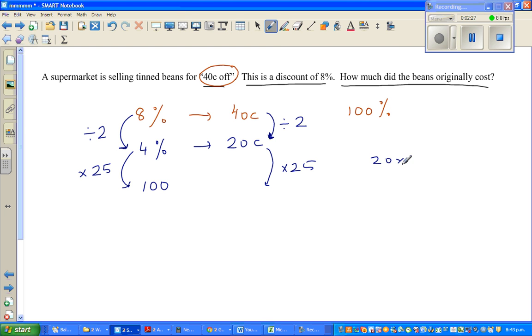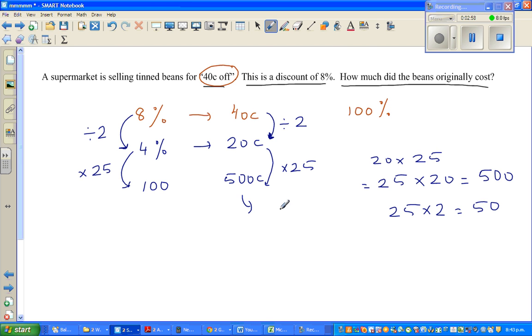20 times 25 is what you want to find. Okay, I don't know 20 times 25. This is the same as 25 times 20. I also don't know 25 times 20. But do you know 25 times 2? 25 times 2 gives you 50. So 25 times 20 would be 500 cents. So 500 cents is nothing but $5. So the original cost is $5.